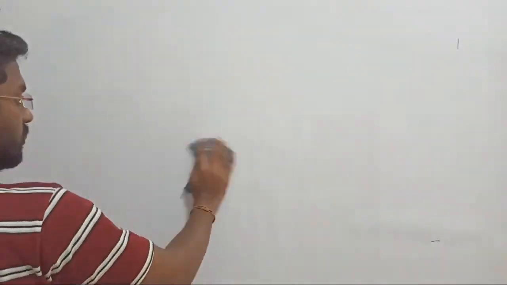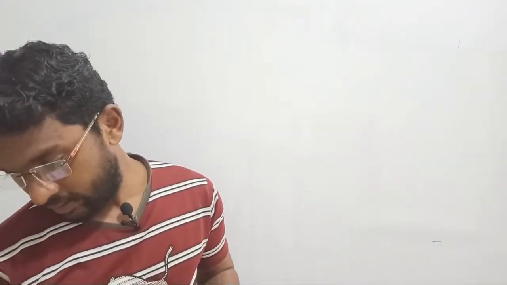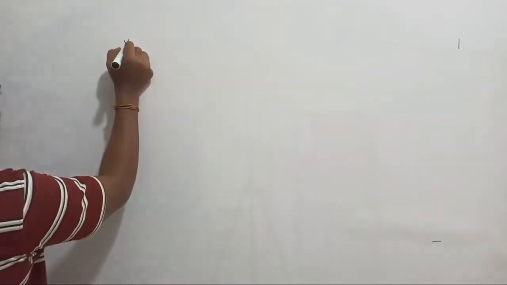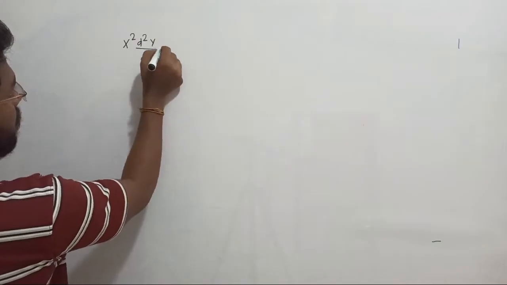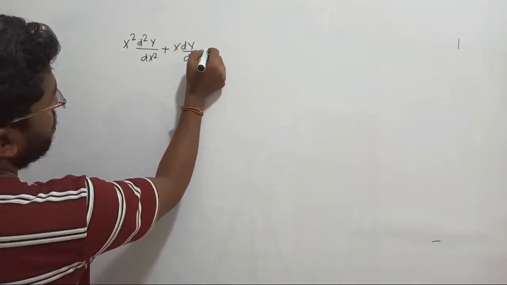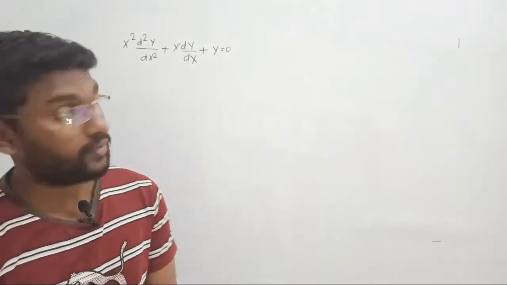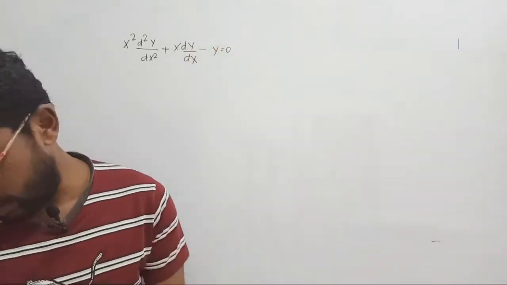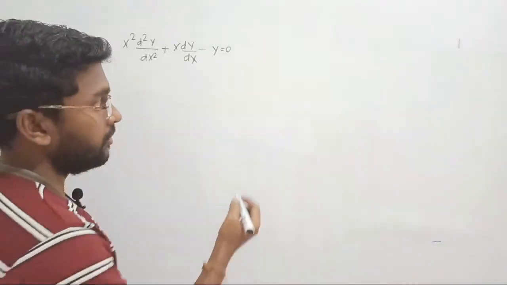Hopefully this is the final question that I am solving, because all are repeated models, right? I don't want to waste our time. Fine. So the question is: consider the differential equation x square d square y upon dx square plus x dy upon dx minus y is equal to 0. Which of the following is the solution to the differential equation?